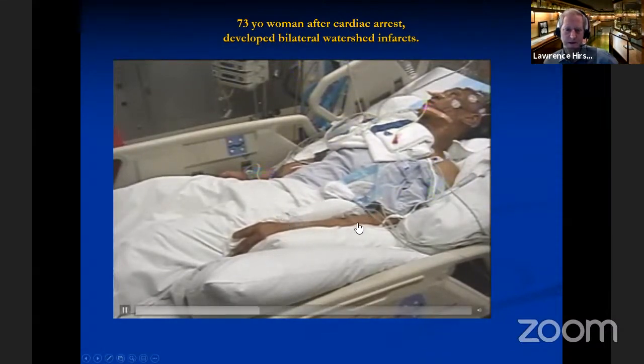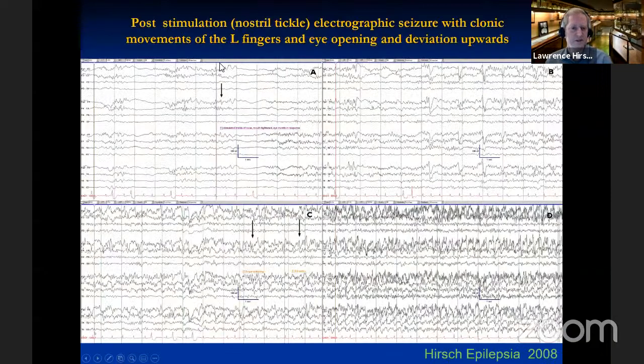You see hand twitching, and now the eyes are open and looking up to the right. So this is the EEG during that. The stimulation happened back here. At first, it just looks like a reactive EEG. You think, oh, it's good, nice and reactive, better background. But then it continues to evolve. The twitching starts here, and eventually it's clearly an evolving electrographic and clinical seizure. And this could be done over and over. So this is a stimulus-induced clinical seizure.